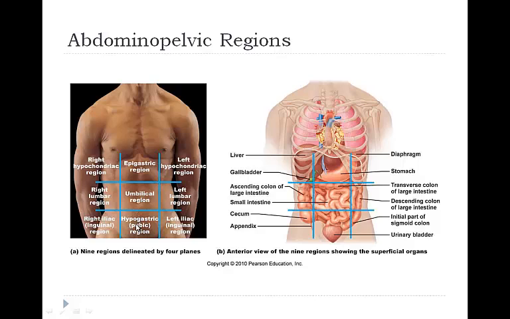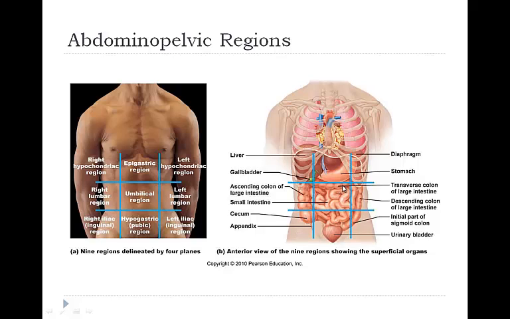We call this the hypogastric, so it's below the stomach or gastric region. Another name for this is the pubic region. And then we have our right and left iliac regions. Why? Your iliac bone's right here. So you get your right iliac region, left iliac region.